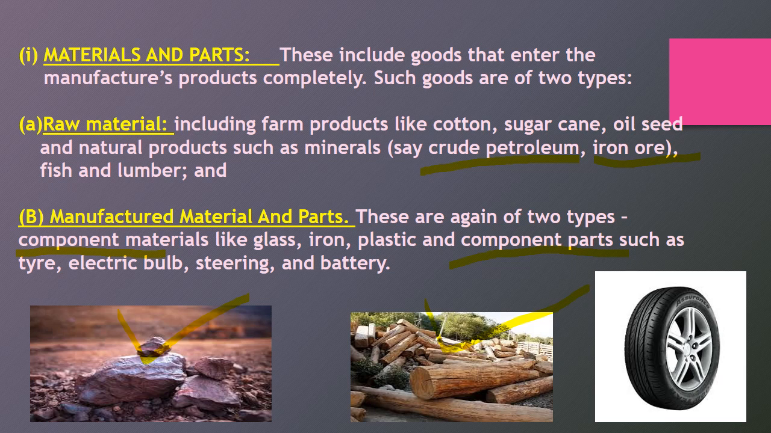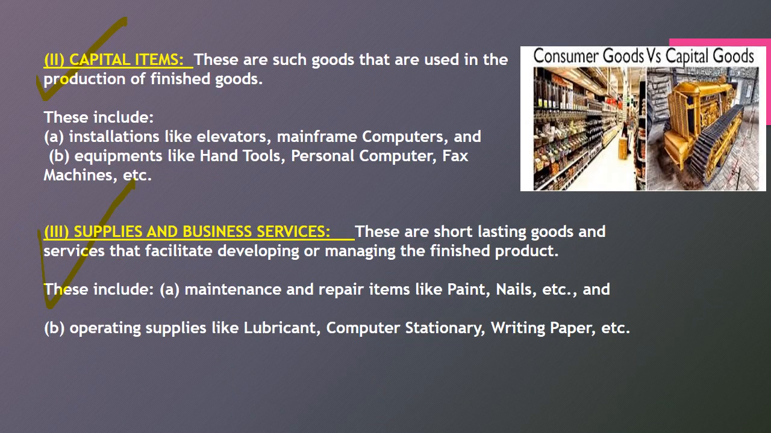So manufactured materials and parts are again of two types: component materials like glass, iron, plastic, and component parts such as tire, electric bulbs. You just have to read the examples, and that's more than enough. Don't go into depth of this. This usually doesn't come, and even if it comes, it asks you for examples under it, so be ready to give them.